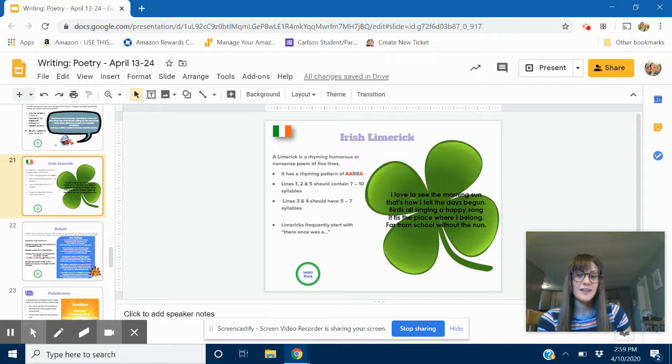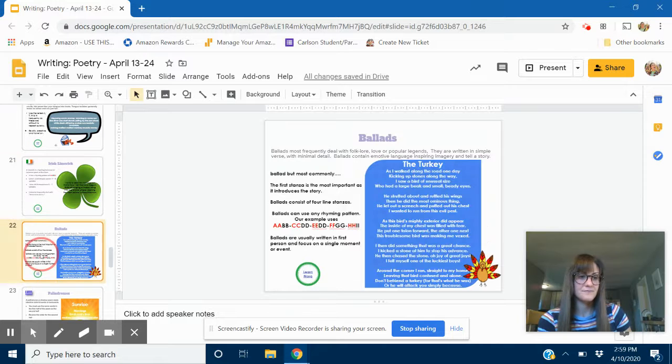The next one here we have ballads. Ballads most frequently deal with folklore, love, or popular legends. They are written in a simple verse with minimal detail. Ballads contain emotive language, inspiring imagery, and telling a story. So ballads most commonly.